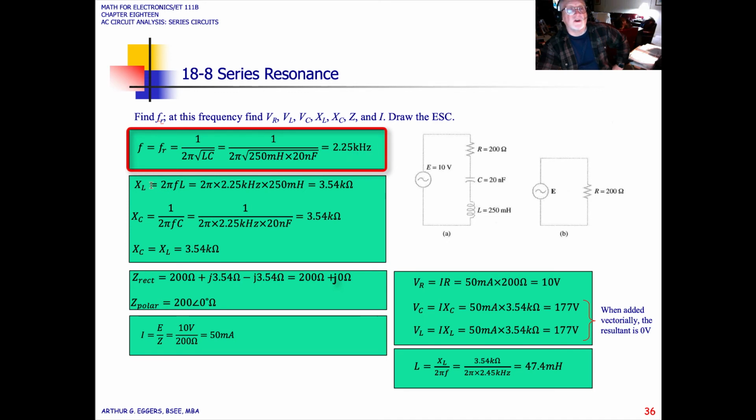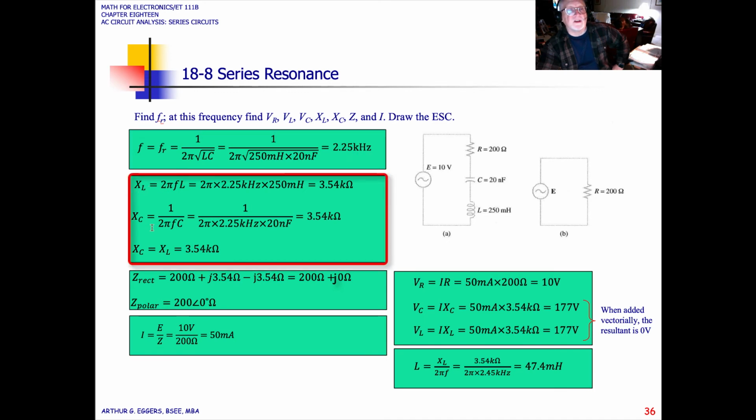Then we can use our expressions for inductive reactance and capacitive reactance, and we get 3.54 K at that frequency. So this is the frequency where they basically nullify each other out. You'll notice that the values are the same. So X sub C and X sub L are equal to 3.54 K ohms at 2.25 kilohertz.